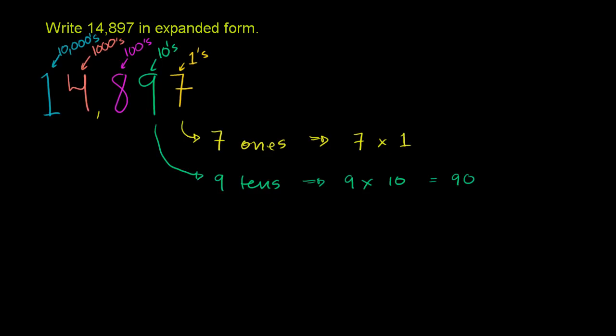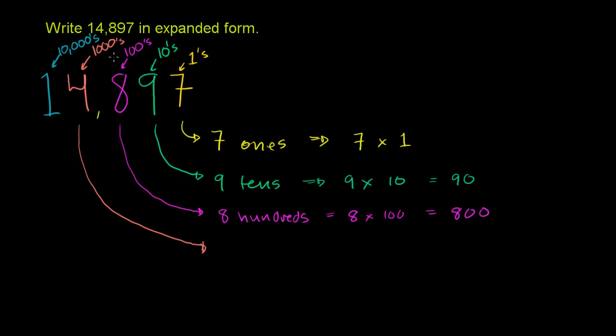So then we have our 8. Our 8 represents, we see it's in the hundreds place, 8 hundreds. Or you could view that as being equivalent to 8 times 100, not 1,000. Or 800. And then the 4. I think you get the idea here. This is in the thousands place. It represents 4 thousands, which is the same thing as 4 times 1,000, which is the same thing as 4,000.